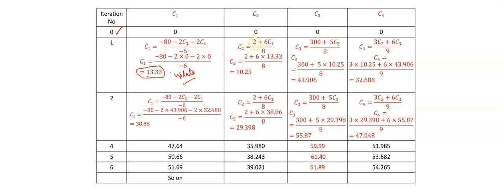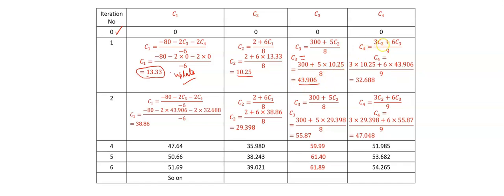Here C2 is equal to 2 plus 6C1 over 8, so 2 plus 6 into 13.33, and C2 will be 10.25. Remember, for the Gauss-Seidel method always use the updated value. Now for C3, 300 plus 5C2 over 8, so C3 will be 300 plus 5 into 10.25, again the updated value, divided by 8, so that will be 43.906.